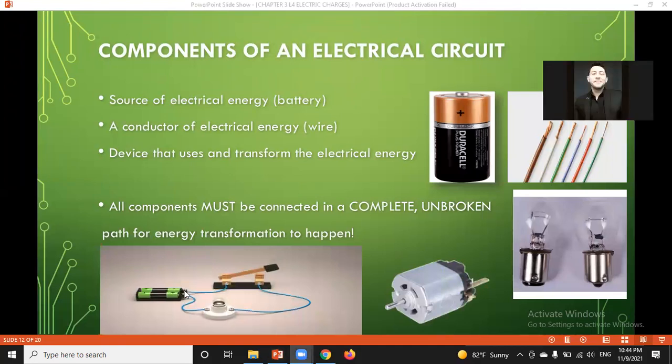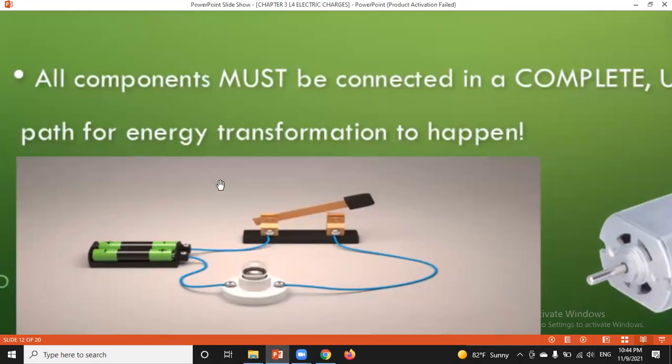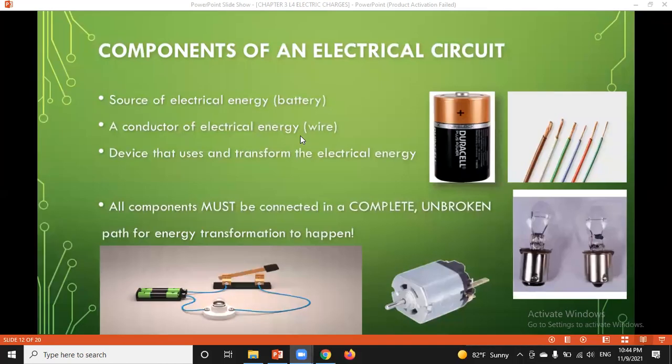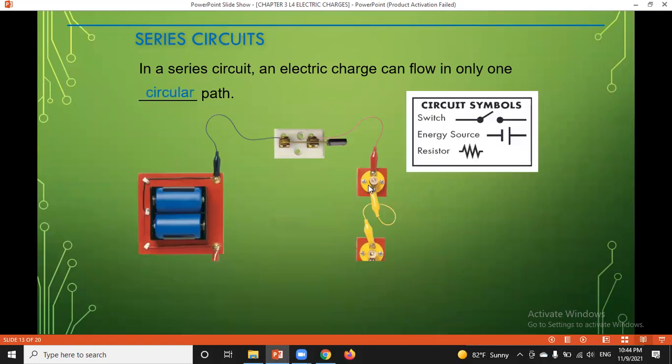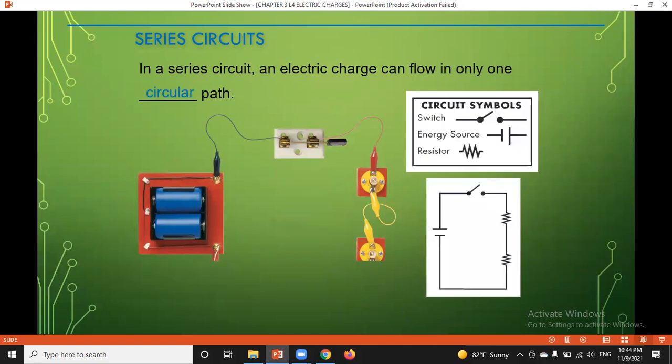Connect the components of an electric circuit in this way here. Battery, switch, electricity moving through wires, which of course are made of conductors. Go to the resistor, we have a light bulb here, and it comes back again. That's how electricity flows in a circuit. There are two types of circuit: series circuit and parallel circuit.